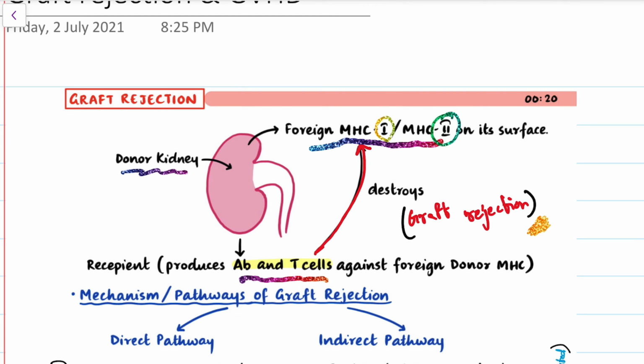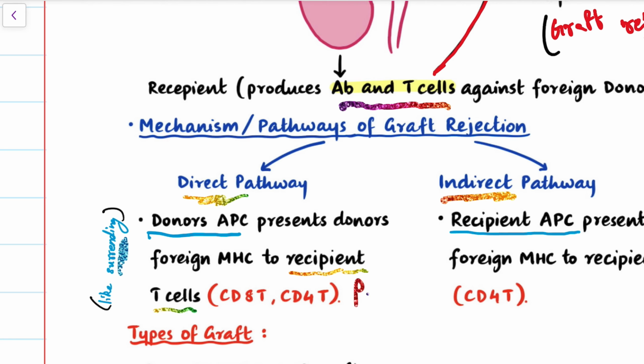So in the direct pathway, the donor's antigen presenting cell presents the donor's foreign MHC to the recipient T cells. Let me make it easier for you to understand. The direct pathway is like surrendering, where the recipient T cells are the police, and the donor APCs are the committers, the bad guys. They did something bad. They came into a wrong location and they themselves go and present themselves, saying, okay, we are sorry, we came here, please do your duty.